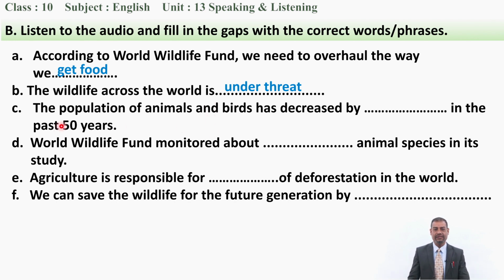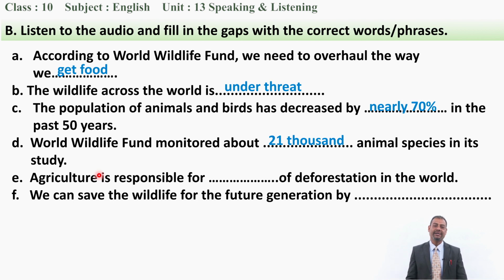Now, next one, the population of animals and birds has decreased by blank in the past 50 years. So, what is the data percentage here? What is it? Okay, see, nearly 70%. Or if you write only 70%, that's fine. You are right. Okay. Now, next one, World Wildlife Fund monitored about blank animal species in its study. So, what is your information that you have written? Okay, you are right. See, it is 21,000.